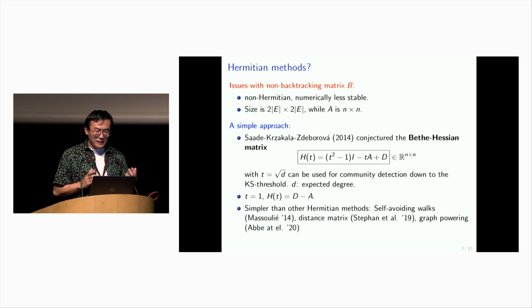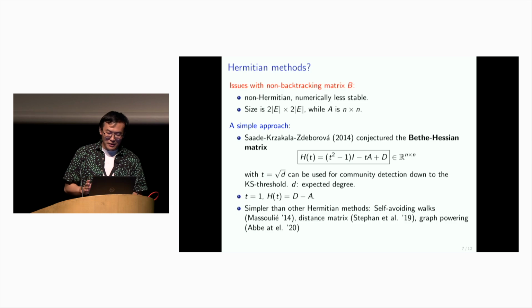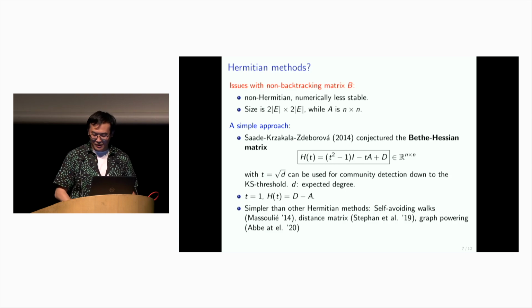So you can see this is a simple spectral method. It's an n by n matrix, and there are other spectral methods based on Hermitian matrices in the literature which reach the Kesten-Stigam threshold, but they all require some pre-processing procedure where you need to count some kind of walks up to logarithmic steps. So this is more expensive compared to this simpler method.